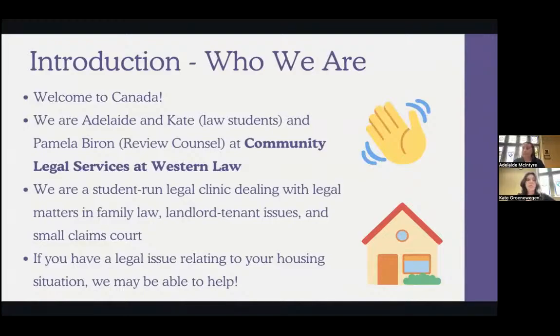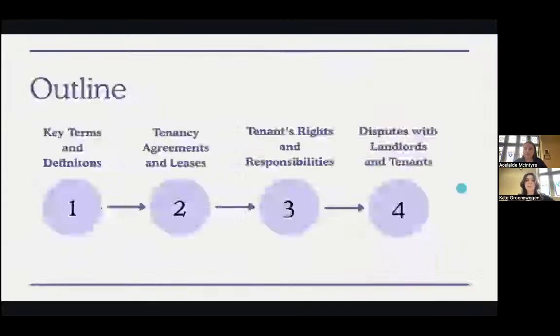Today, we will be presenting a guide to renting in Ontario. We designed this presentation with new Canadians in mind to help you navigate the law around housing and landlord-tenant disputes in Ontario. We hope that this presentation will give you a better understanding of the law so that you can feel informed and protected when renting. We hope you find this guide helpful and wish you the best of luck establishing your new home in London.